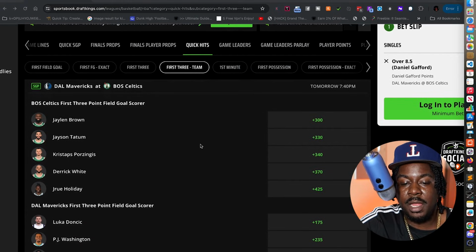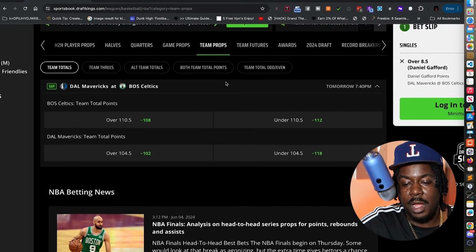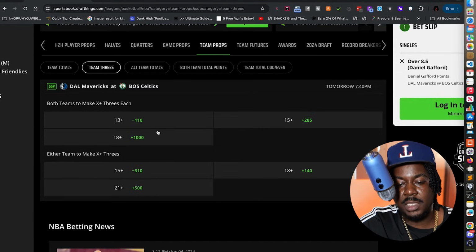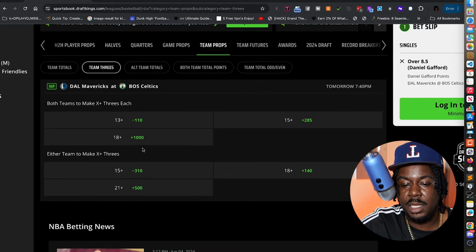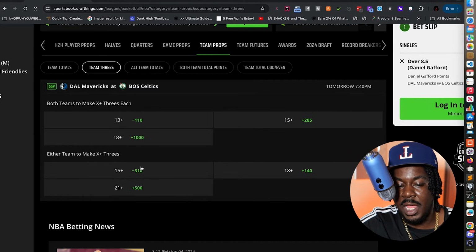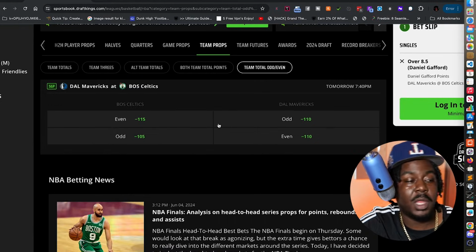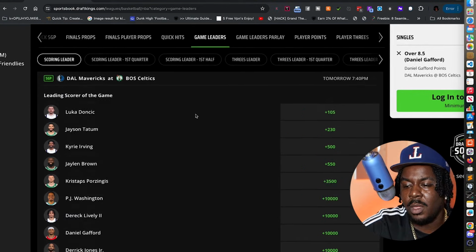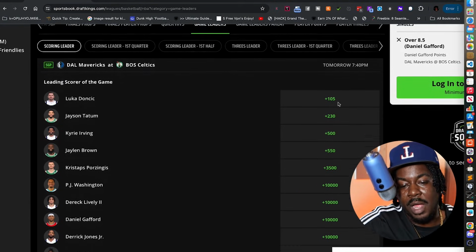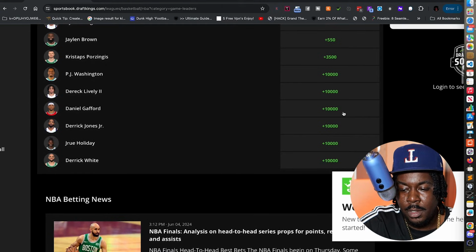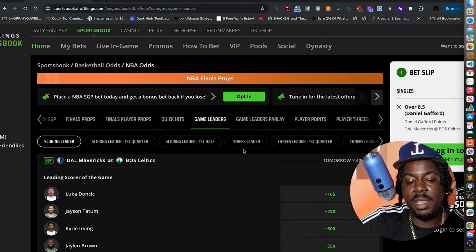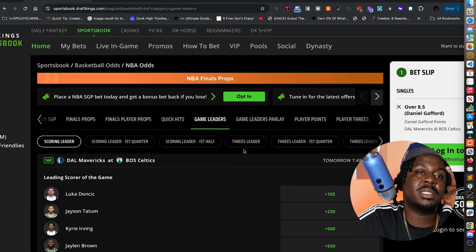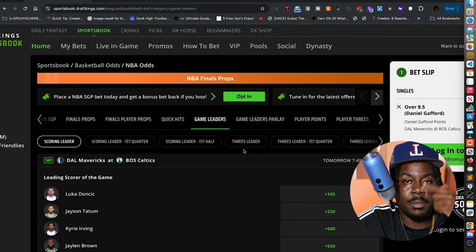So you got these player props, then you got team props. So you can do team threes, if both teams make 13 threes each, or you could say either team. You can even bet on even or odd. You know, these are game-specific props, like who's going to be the leading scorer. So there are all different kinds of props, and these are the most fun to me because once again, they're not tied to the outcome of the game.